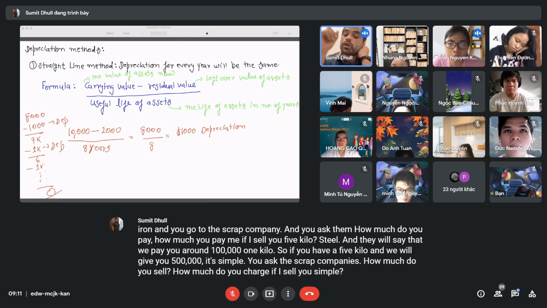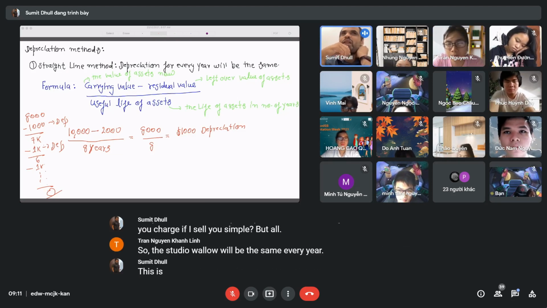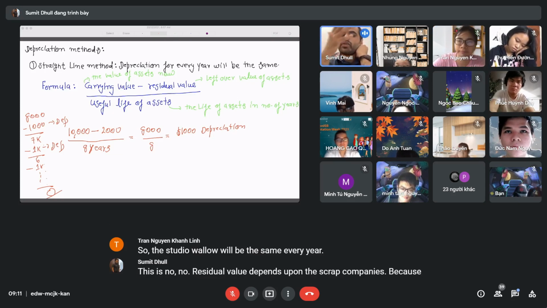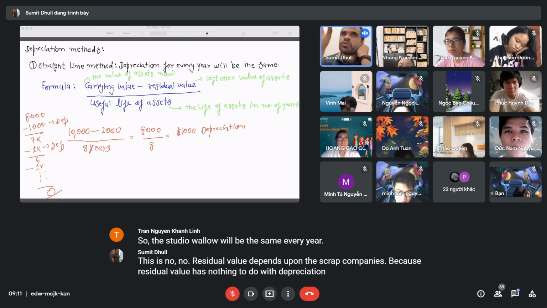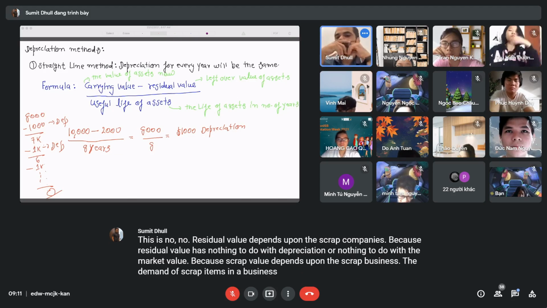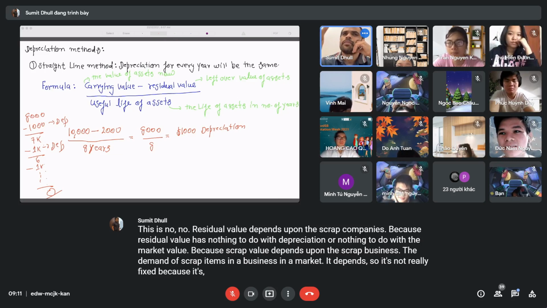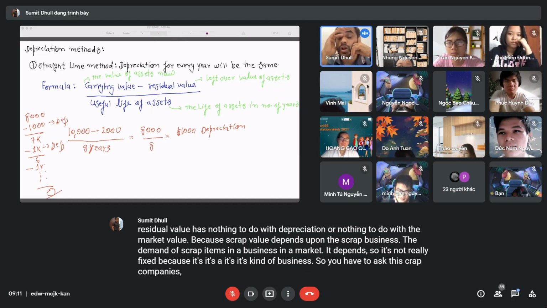So the residual value will be the same every year, right, teacher? No. Residual value depends upon the scrap companies, because residual value has nothing to do with depreciation or the market value. Scrap value depends upon the scrap business, the demand for scrap items in the market. It's not really fixed, because it's a kind of business. So you have to ask the scrap companies. They can suggest how much money they charge.